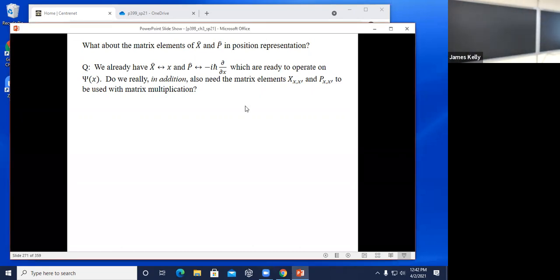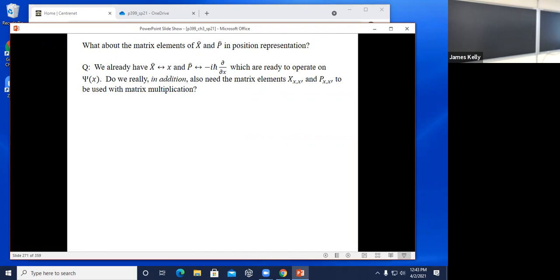What do we need matrix elements for corresponding to these operators, position and momentum? We've got perfectly good expressions, x and minus i h bar d dx, that are ready to operate on some psi of x, maybe at time t equals 0, right? This is our position representation of the state of the system, and these are ready to operate on it. Why would we need the matrix elements?